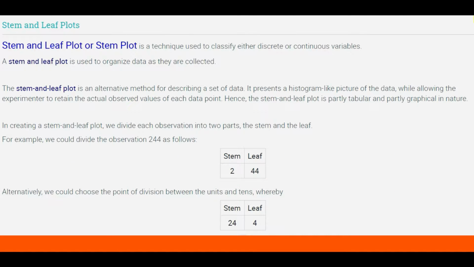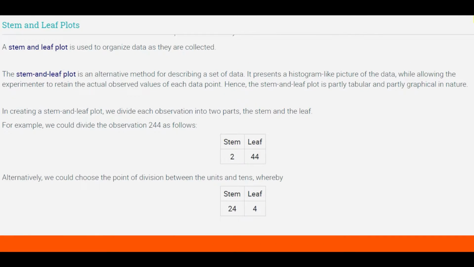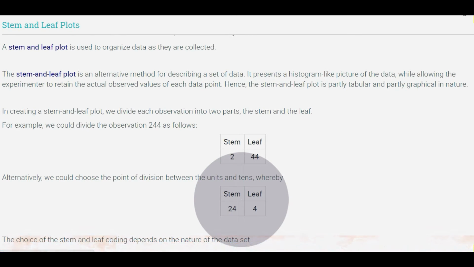But usually, what we do is we set the very last digit to be the leaf, and what comes before will be set as the stem. So in the case of a 2-digit measure, we could choose the point of division between the units and tens. And 244 can be displayed as such. Take note that the choice of the stem and leaf coding depends on the nature of the dataset.